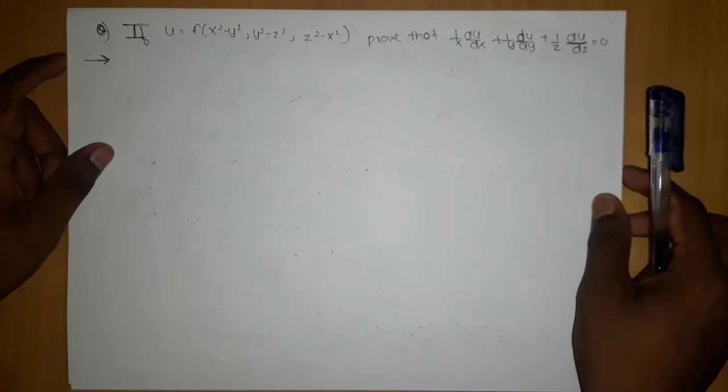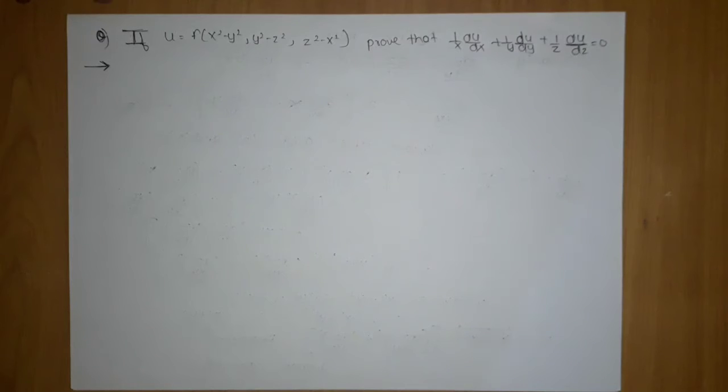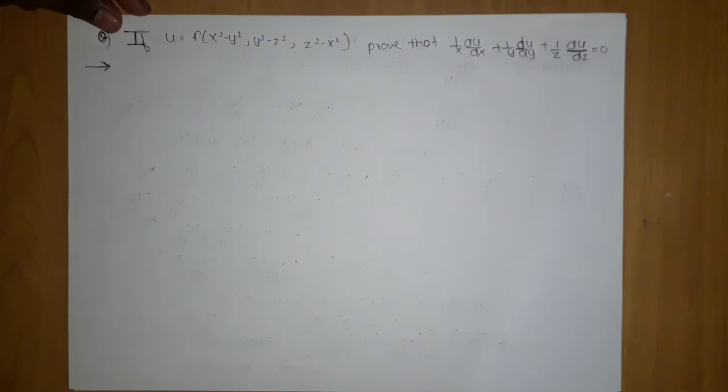So the first question which we are going to encounter is as follows, based on chain rule. If u equals f of (x square minus y square, y square minus z square, z square minus x square), prove that 1 by x dou u by dou x plus 1 by y dou u by dou y plus 1 by z dou u by dou z equals 0.